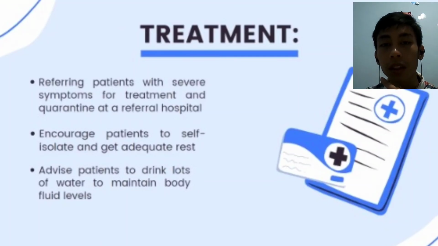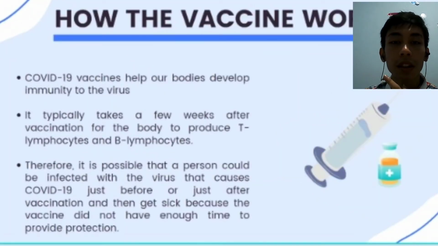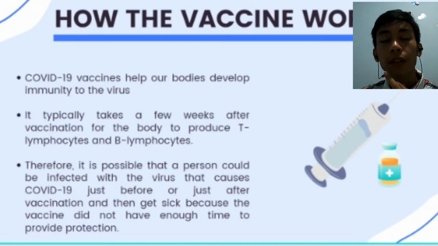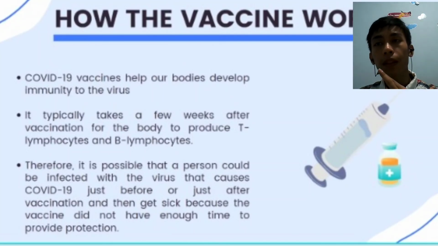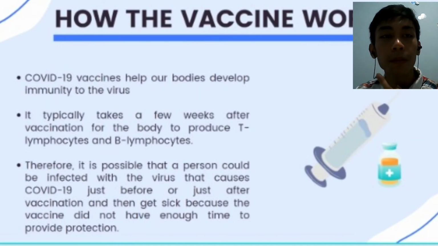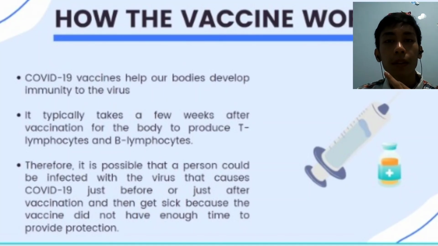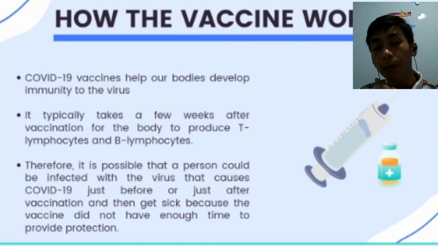And the next one is how the vaccine works. The COVID-19 vaccine will help our body develop immunity to the virus, because the COVID-19 vaccine is not to cure us, but to make our body immunity stronger or more secure. The vaccine's function is to induce the formation of specific immunity, so the body is able to fight COVID-19.